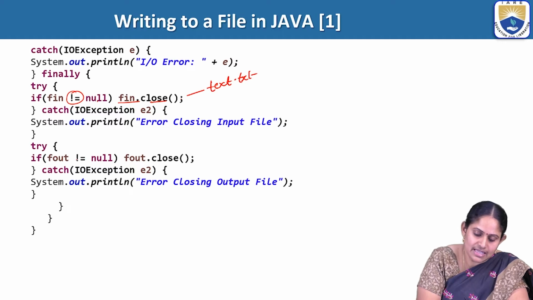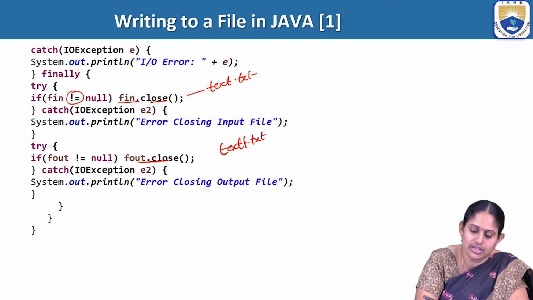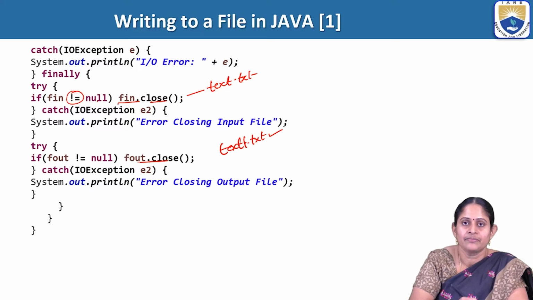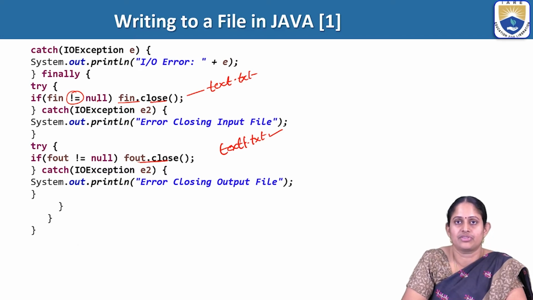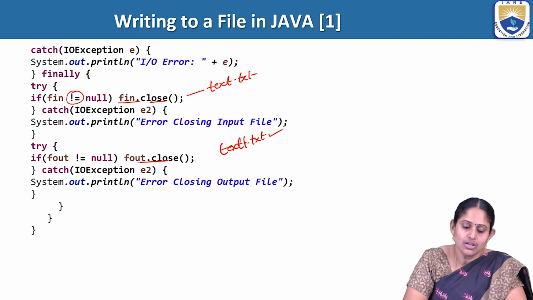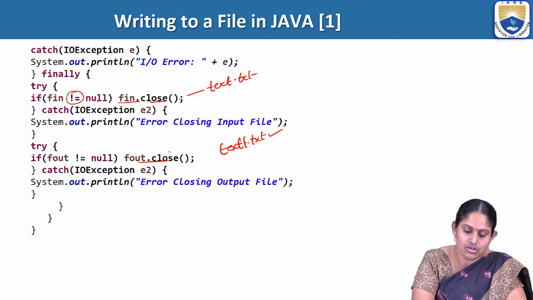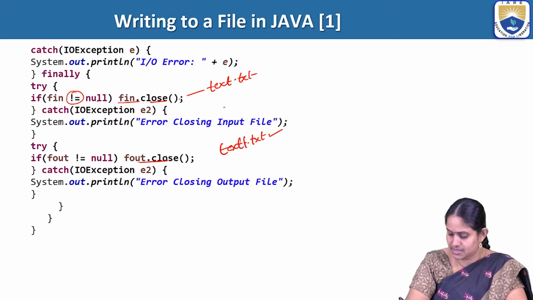And in the second case, here we are closing fout. Fout is holding the text1.txt file. So that will also be released when the close method is called on the file input stream and file output stream objects. Only after we invoke the close method will these files be released by that object.